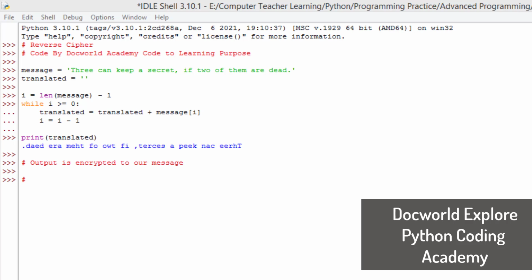Hello friends, today we are talking about the Python programming language, an advanced version of programming for cryptography: the reverse cipher. So let's get started.